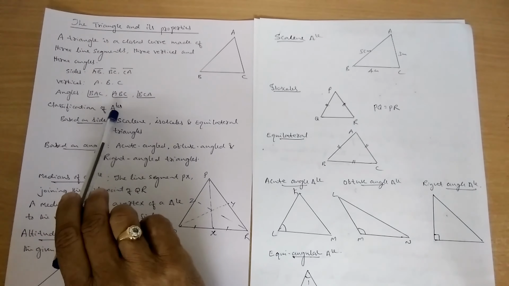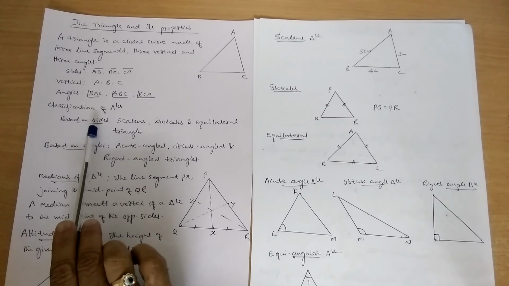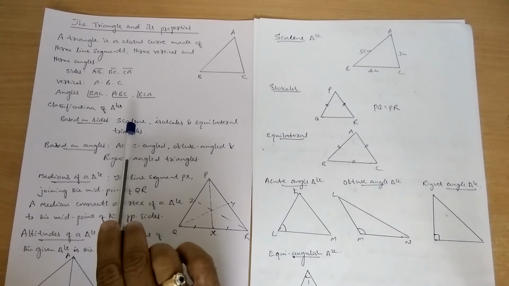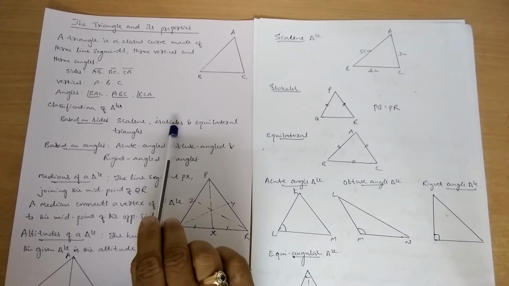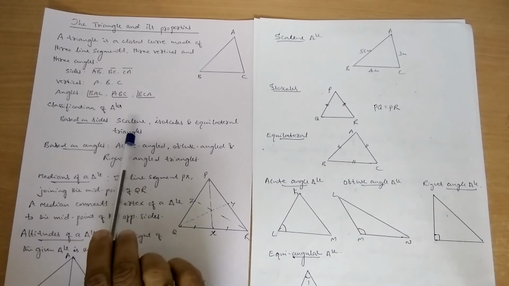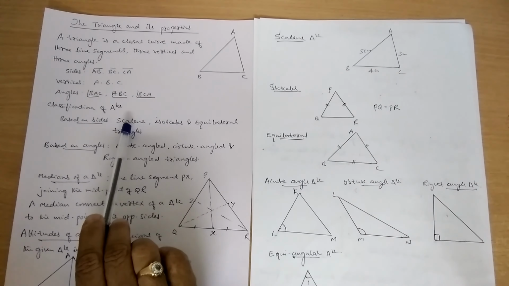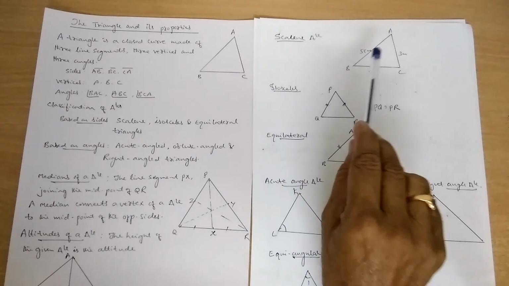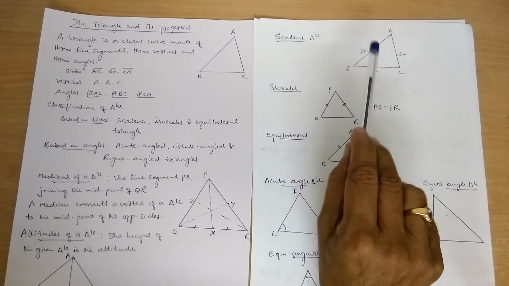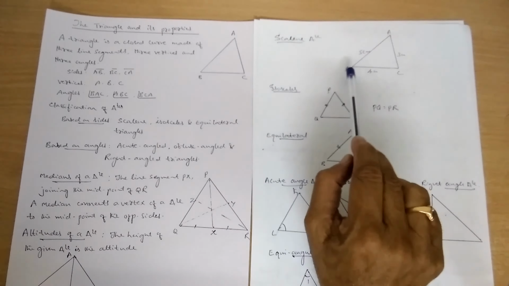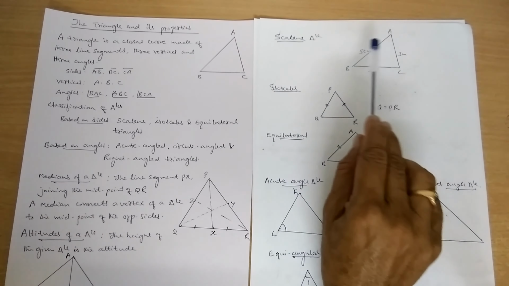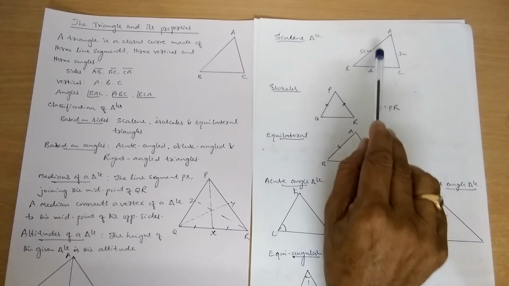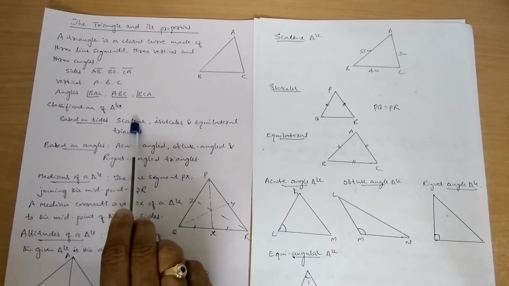So, classification of triangles. Based on the sides, we can classify the triangles into scalene triangle, isosceles triangle and equilateral triangle. In the scalene triangle, if all the three sides are of different measures, for example AB is 5 cm, BC is 4 cm and CA is 3 cm, that means all the three sides are of different measures, then we call this triangle a scalene triangle.